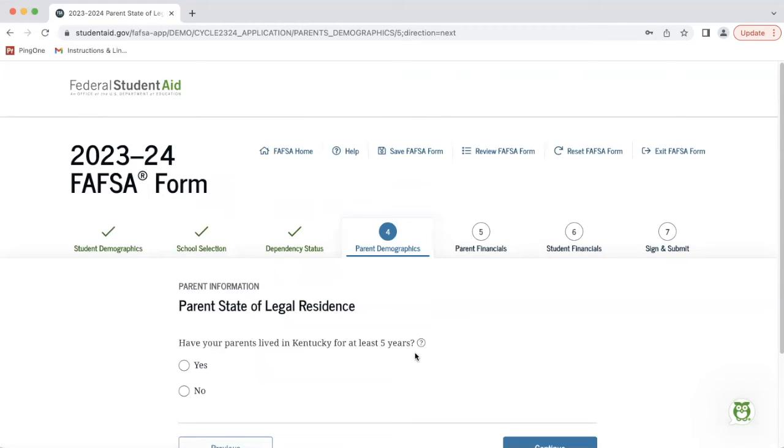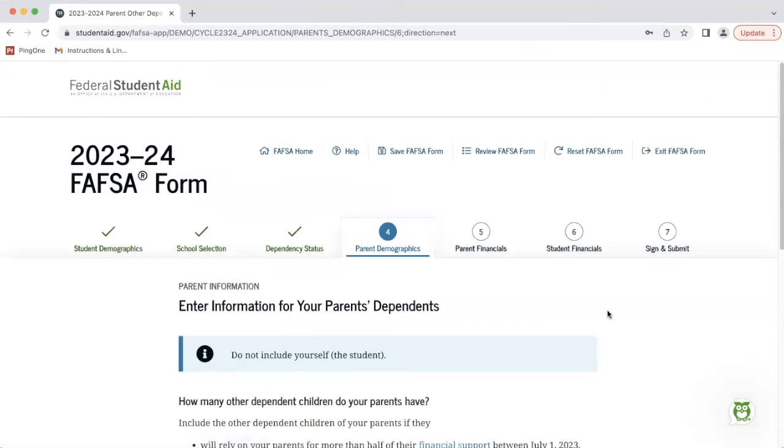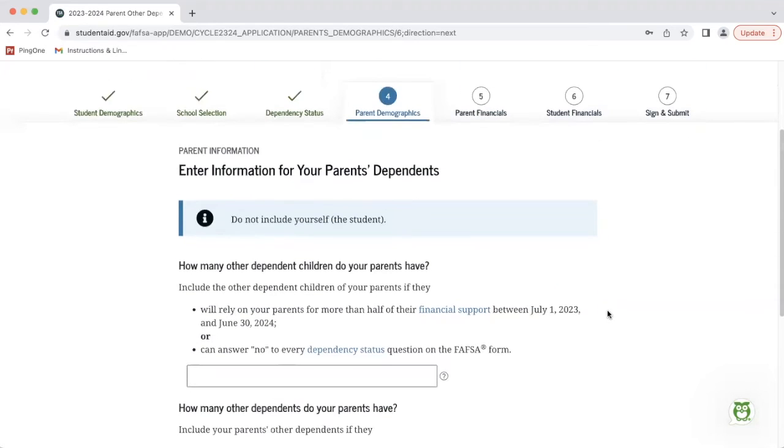Have your parents lived in Kentucky for at least 5 years? Notice how that question looks eerily similar to one that we answered earlier. Now it's going to ask about parents' dependents.